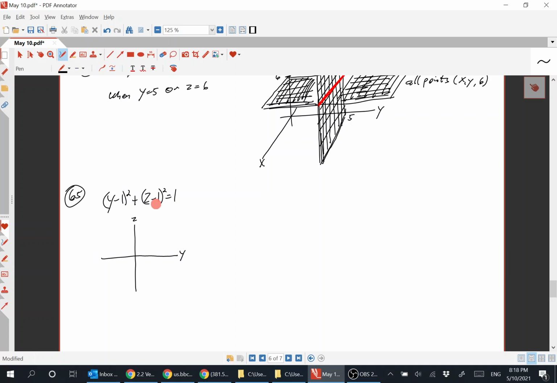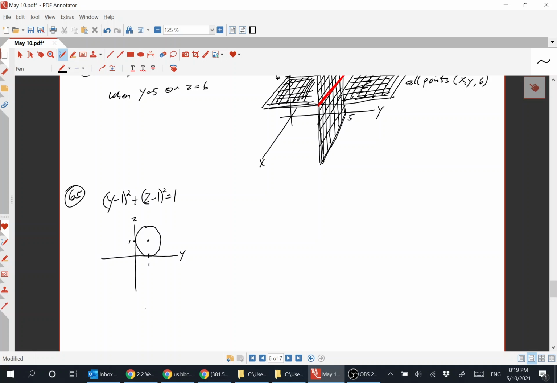What would this equation represent if we were just looking at the YZ plane? It would be a circle, a circle centered at the point (1, 1), right? There we go. But we're not in the YZ plane.